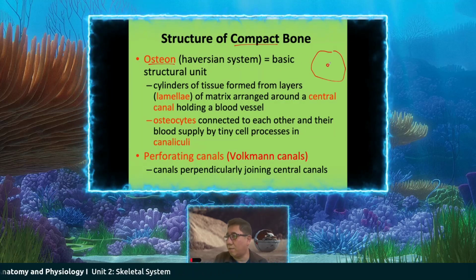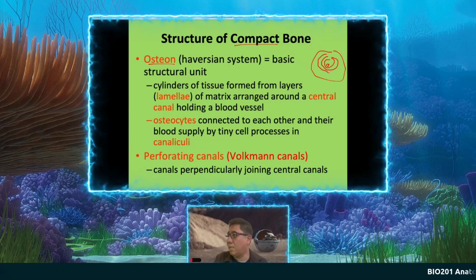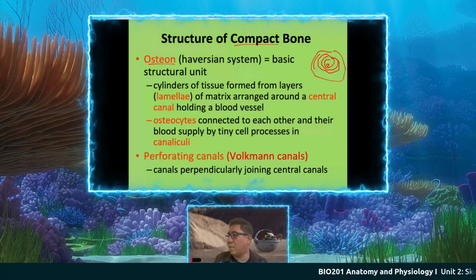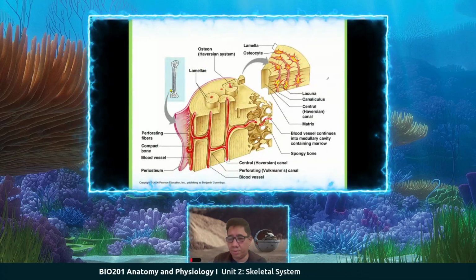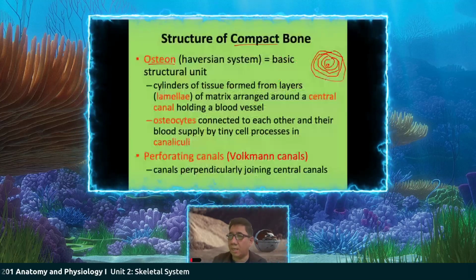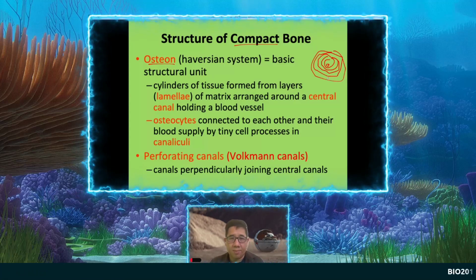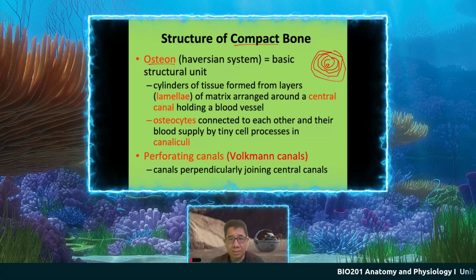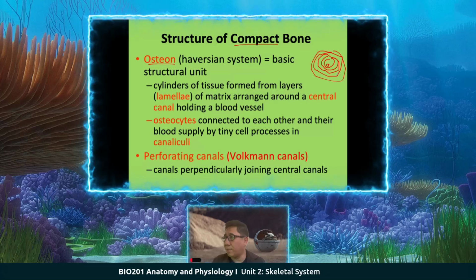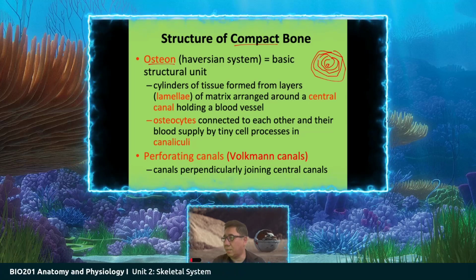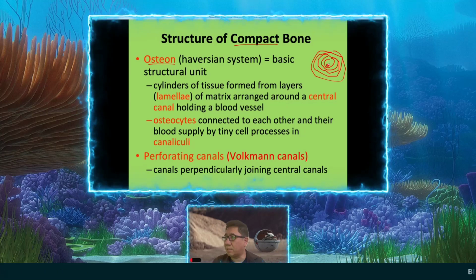Again, osteon: you have the central canal and the concentric lamellae covering it as an osteon, as one unit, the basic unit of the compact bone. Lamellae are the layers. You have the concentric lamellae, which are these layers right here, and you have the central canal where the blood vessels go through.